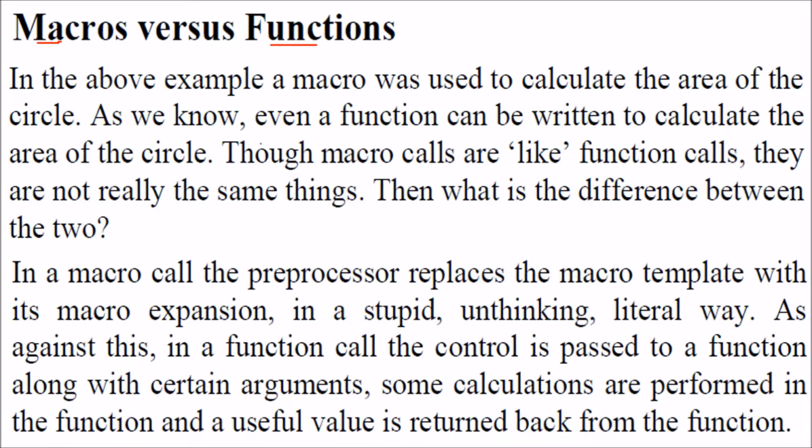When we find the macro, the lines in the macro are simply replaced. There is no passing of the control. But in a function call, the control is passed to a function with certain arguments, or maybe no argument. Some calculation or operations are performed, and then we come back. This control is given back to your main program.